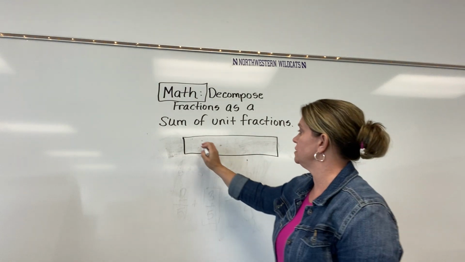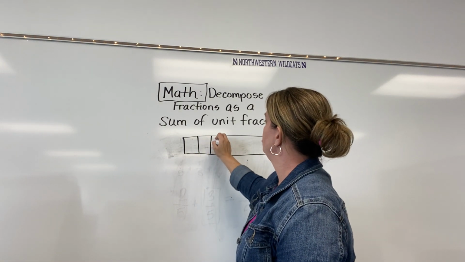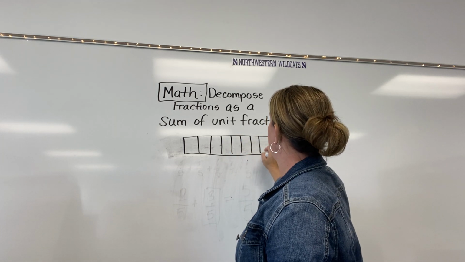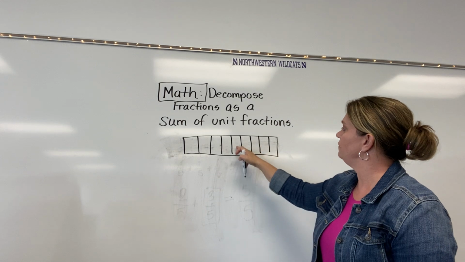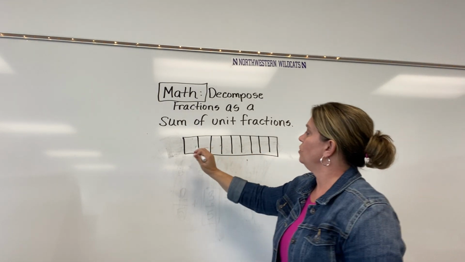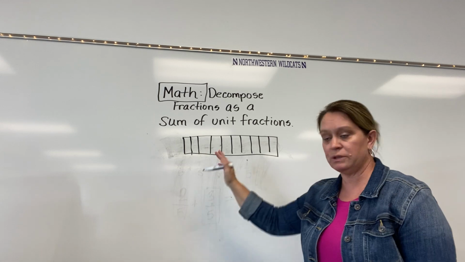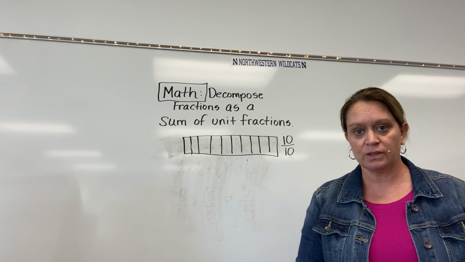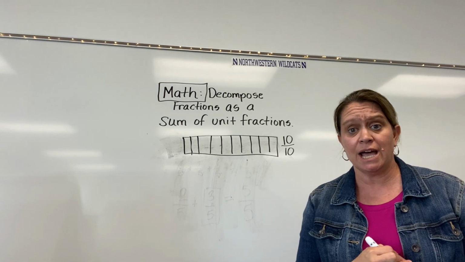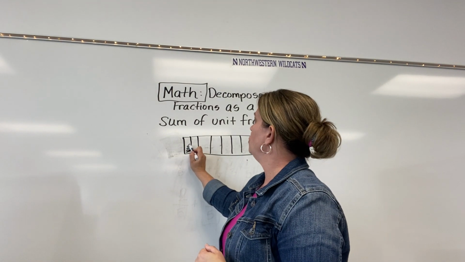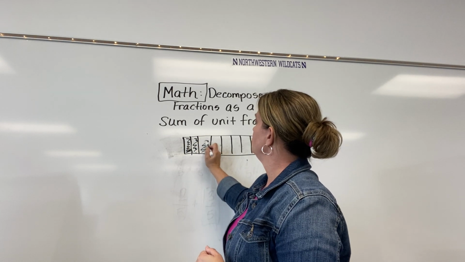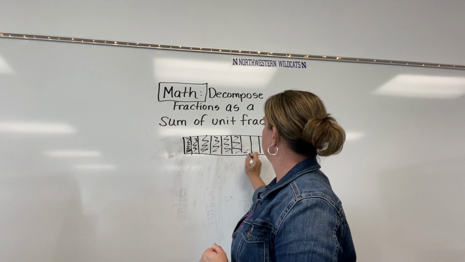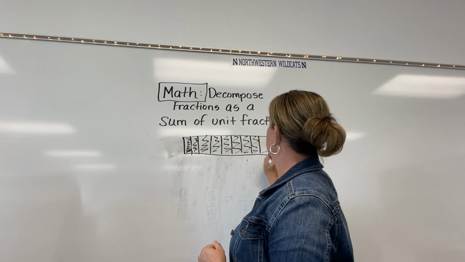into 10 sections. 1, 2, 3, 4, 5, 6, 7, 8. Let me count these. 1, 2, 3, 4, 5, 6, 7, 8, 9. Oh, I need one more, 10. Not quite perfect, but this would be 10/10 that I draw. And then you're going to shade in 9 of the 10 parts. 1, 2, 3, 4, 5, 6, 7, 8, 9.